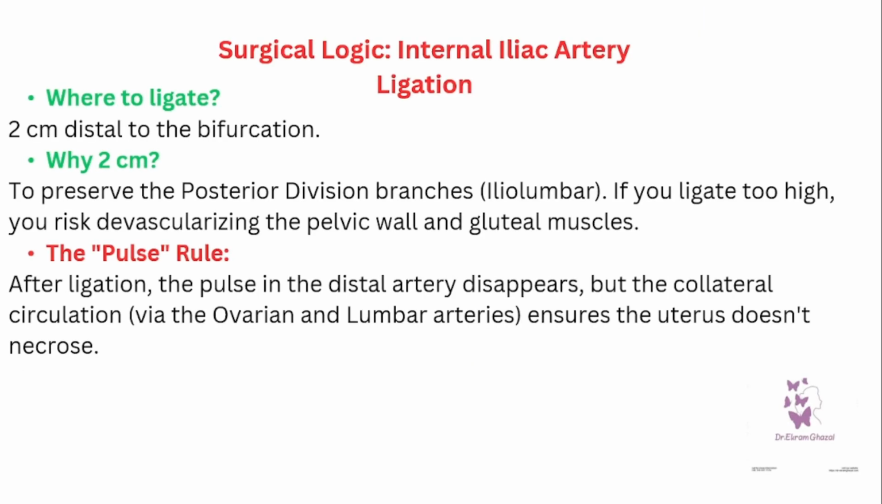What is the surgical logic here? You are in this scenario in the operating room. You have to perform internal iliac artery ligation. Where to ligate? 2 centimeters distal to the bifurcation. Why 2 centimeters? To preserve the posterior division branches, the iliolumbar. If you ligate too high, you risk devascularizing the pelvic wall and gluteal muscle. The pulse rule: after ligation, the pulse in the distal artery disappears, but the collateral circulation via the ovarian and lumbar arteries ensures the uterus does not necrose.